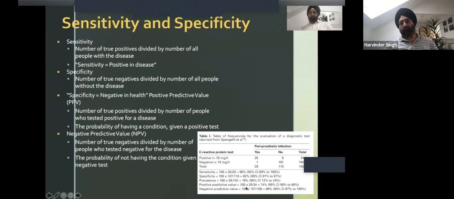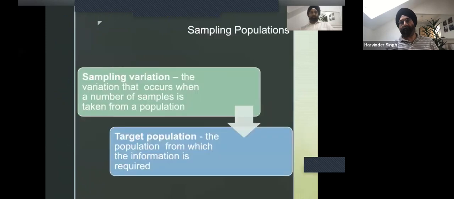But the CRP has a positive predictive value of only 74%, which depends on the number of cases who have tested positive divided by the number of cases who are actually positive. And the negative predictive value, which is the best for CRP, is 99%. If you have a negative CRP test, then you're very unlikely to have any joint infection.